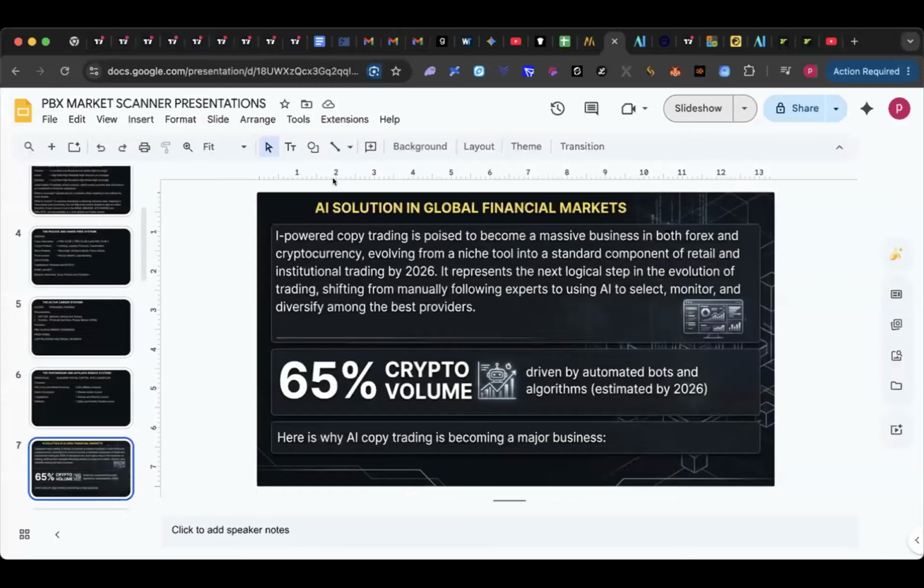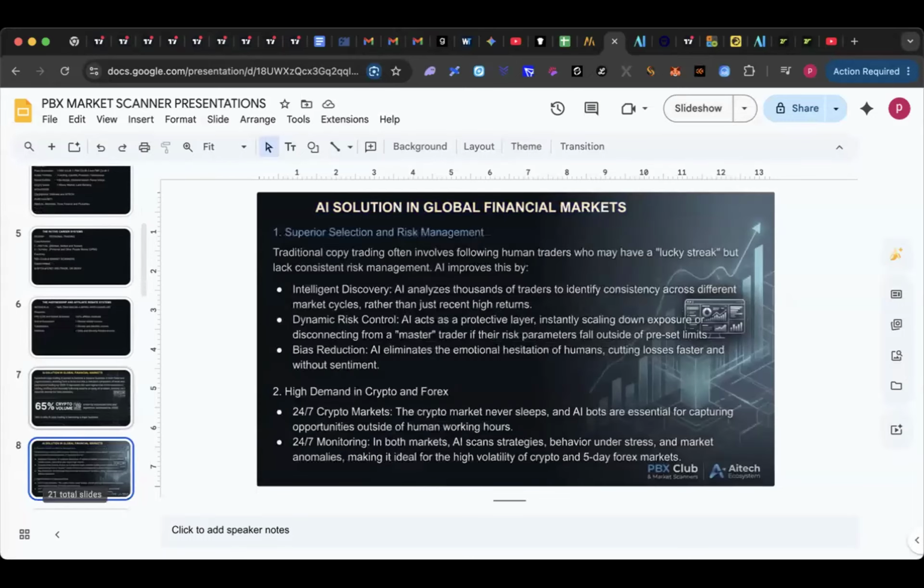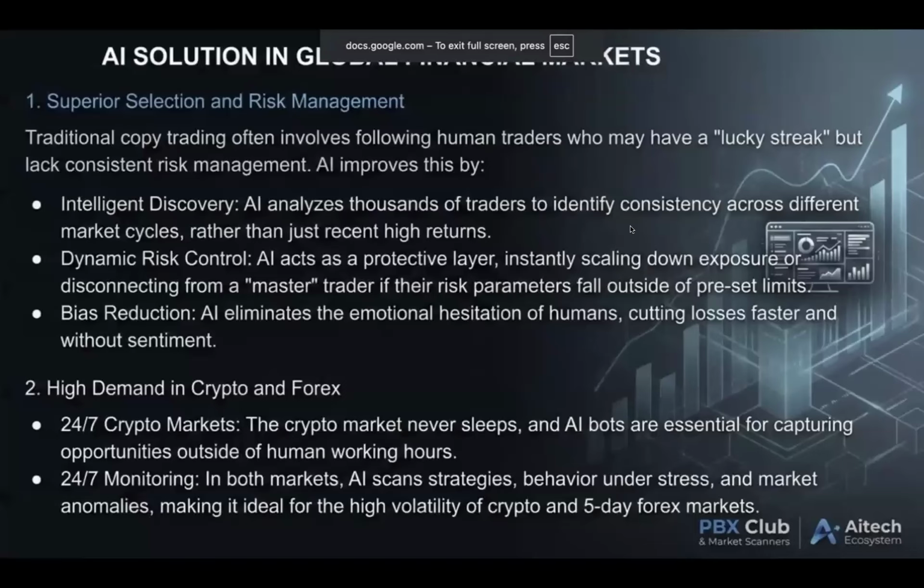Now, the point is this: AI is not what you actually think, because when people hear about AI, they think of ChatGPT and all of that. So what's the fantastic thing about AI? Please, because we want to give a context: AI solution in global financial market, superior selection and risk management.